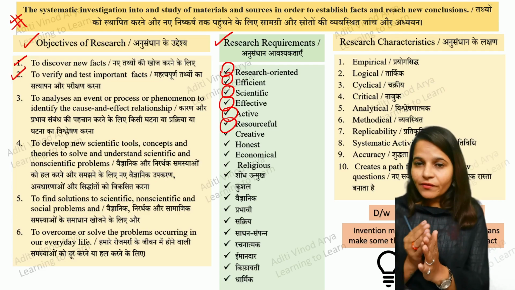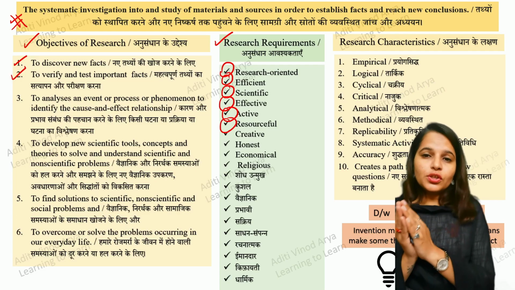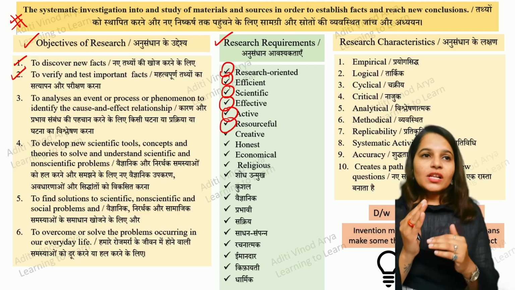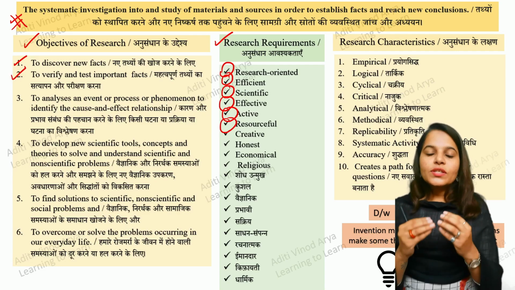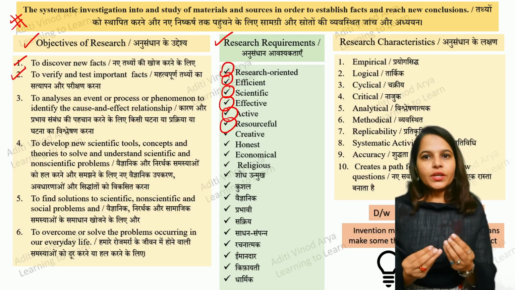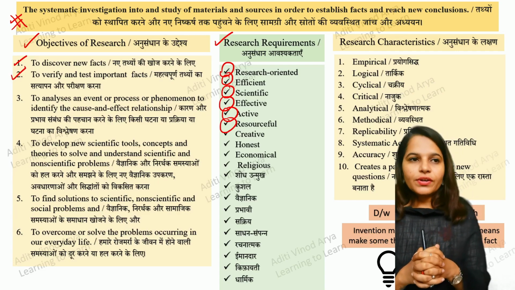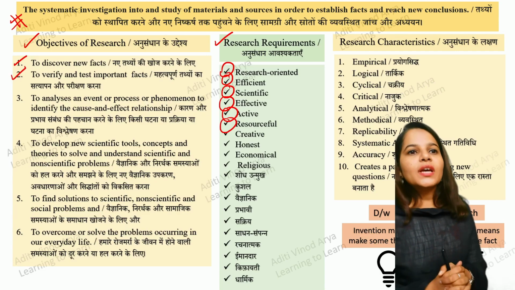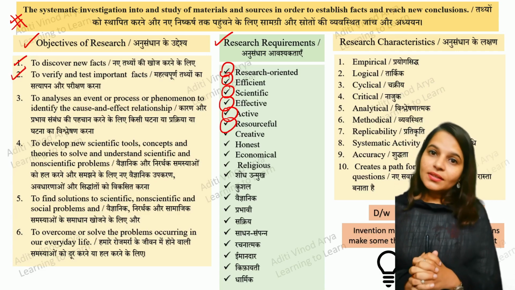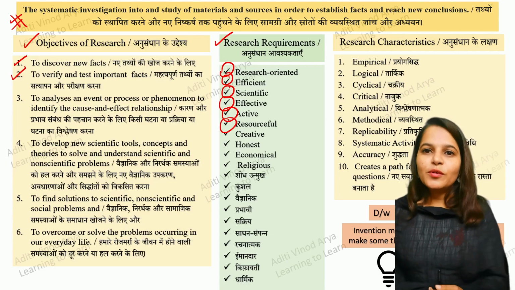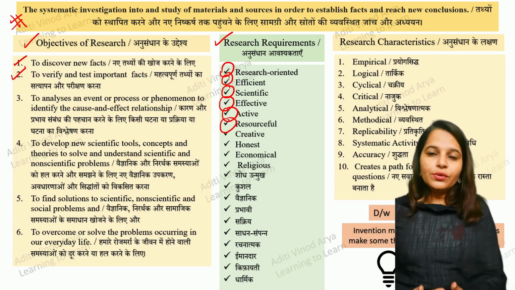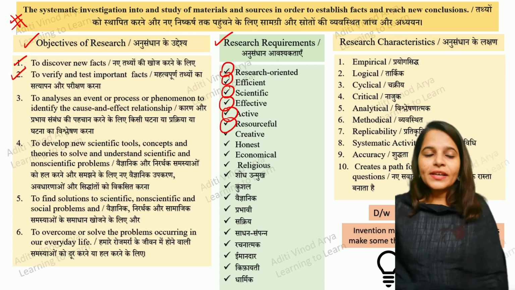So there should be a cause and effect relationship, which helps you to determine various things, to make logic out of things, and to reduce your confusion. So that is your objective: to understand the cause and effect relationship. The fourth point, to develop new scientific tools, concepts, and theories. Yes, with research only, we'll be able to get new facts that would lead to new theories, new principles, etc.